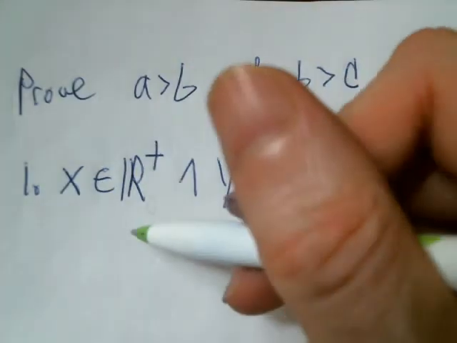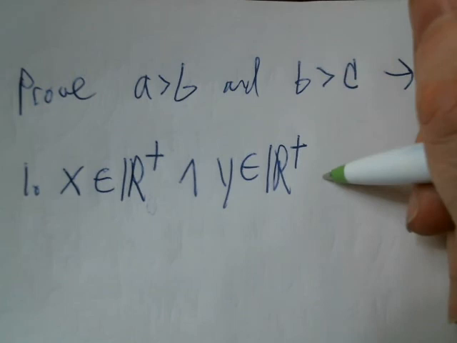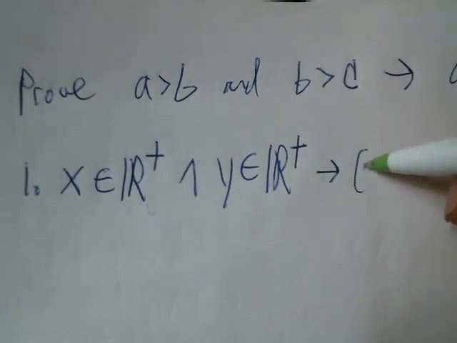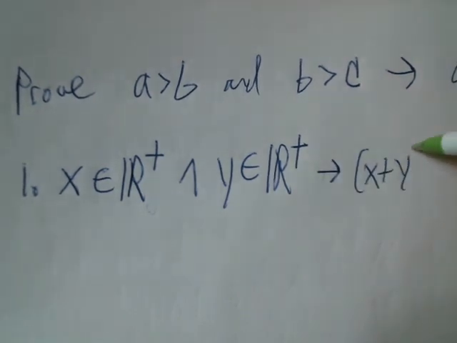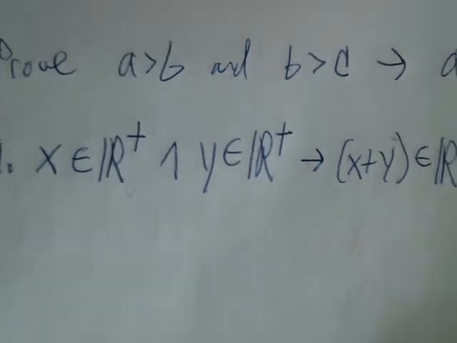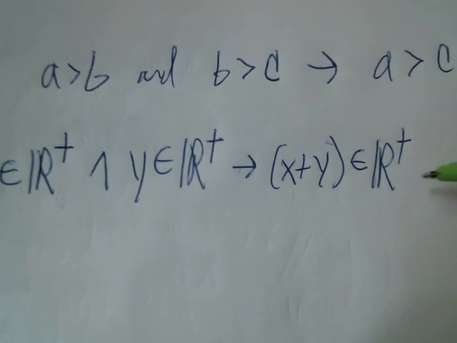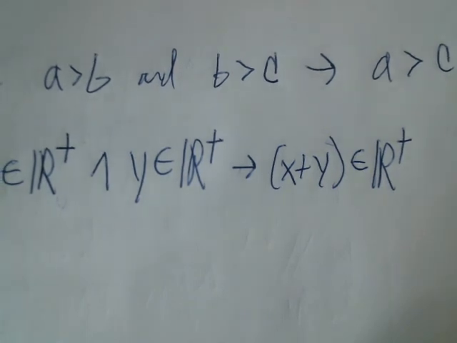Okay, so if x is in the positive reals and y is in the positive reals, then you could conclude that x plus y is in the positive reals. Okay, and that makes sense. Like if you took 3 plus 7, that's also a positive real number. Okay, so that's our first premise.